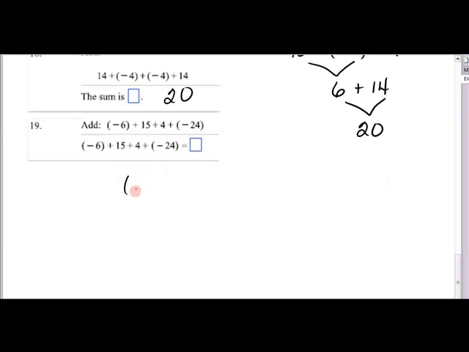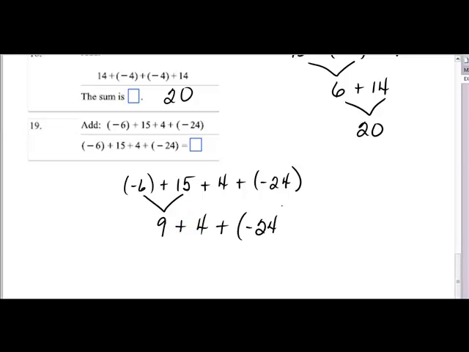Let's look at this last one. I have -6 plus 15 plus 4 plus -24. The first sum, because these are all sums, is a -6 and a +15. Different signs, different directions, need to subtract. 6 from 15 is 9. The dominant, I'm saying quote, bigger number is 15. It's positive, so their difference is positive. So I have +9 plus 4 plus -24.